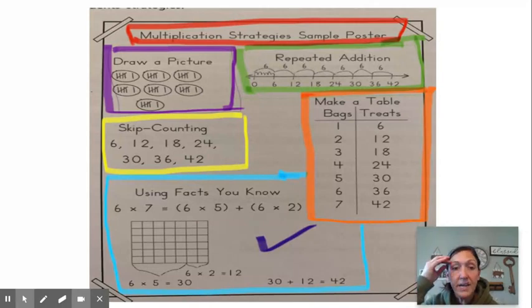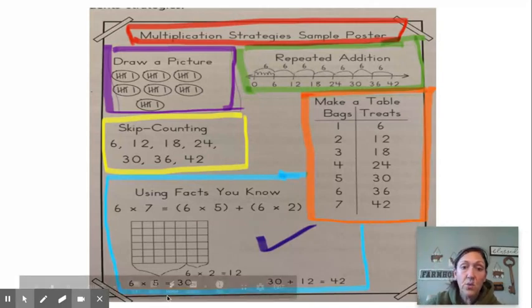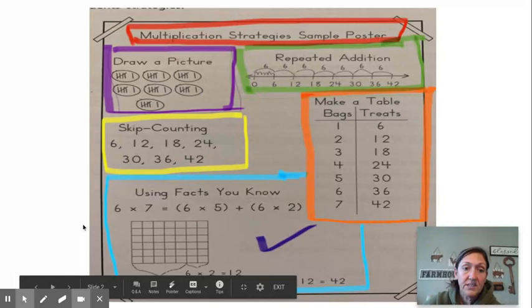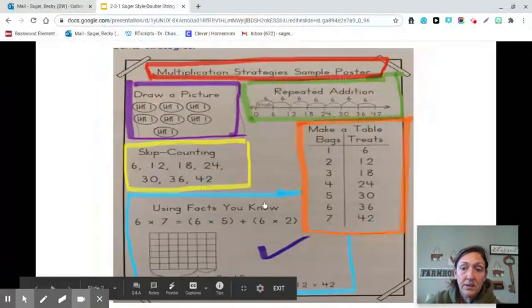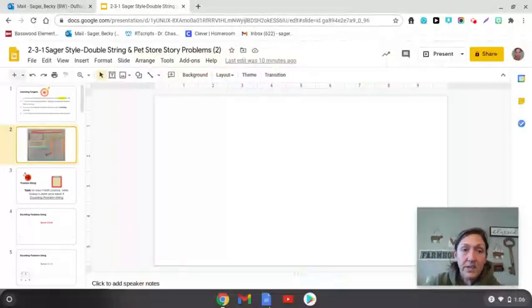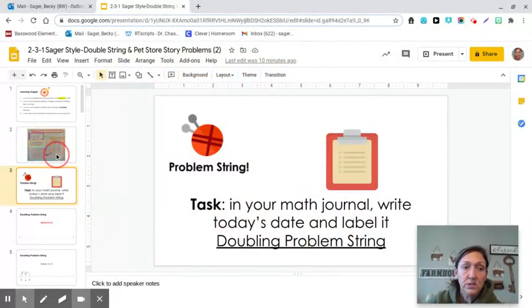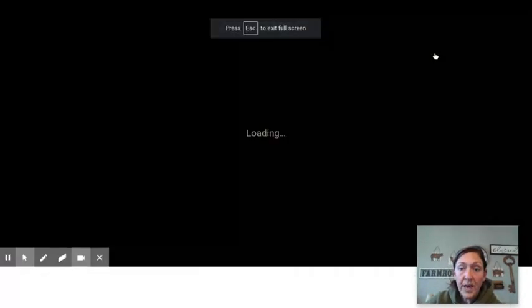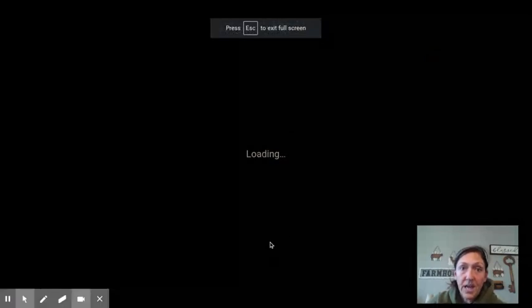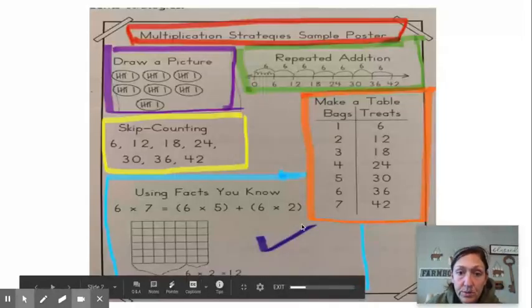What we're going to work on today is using facts that you already know, such as 6 times 7. You might know that 6 times 5 is 30. And you might know that 6 times 2 is 12. So if you added 30 and 12 together, you would get 42. So using what you know, that's where we're going to focus today, using the facts that you know.